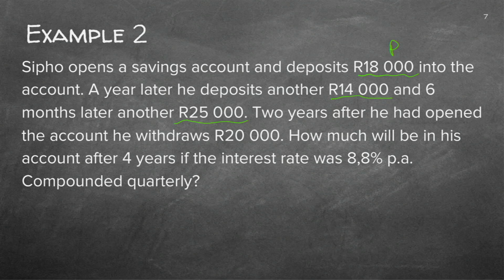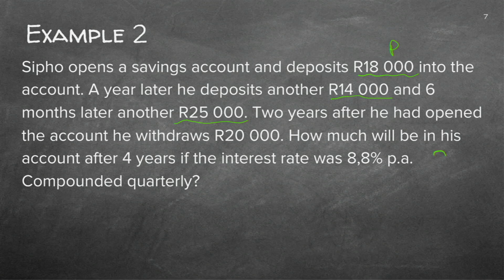So I have to keep my wits here. I need a timeline. We'll do the timeline just now. 2 years after he had opened the account, so 2 years after the very start, he withdraws 20,000. So you see how many things you can actually do with one calculation. How much will be in his account after 4 years?